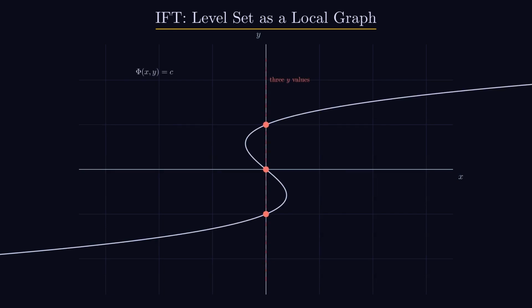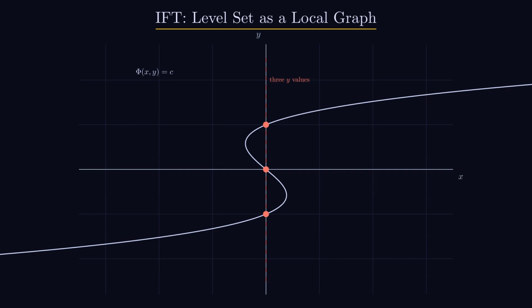The S-shaped curve is the full level set phi of x and y equals c. Globally, this curve is not the graph of any function of x. The vertical dashed line at the indicated x value meets the curve in three distinct points, showing that x alone does not determine y. The level set has a fold, a region where the y partial derivative of phi vanishes and the curve turns back on itself.